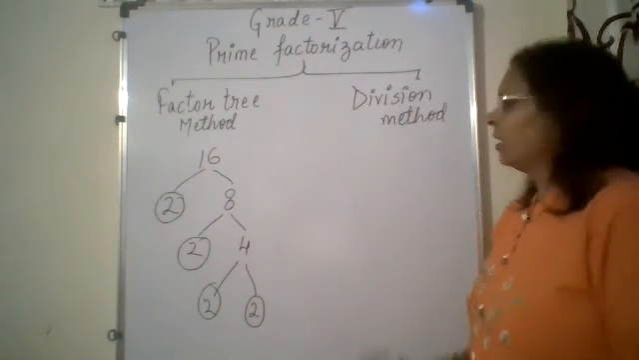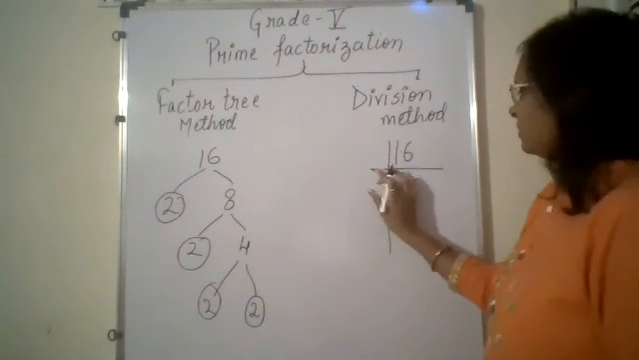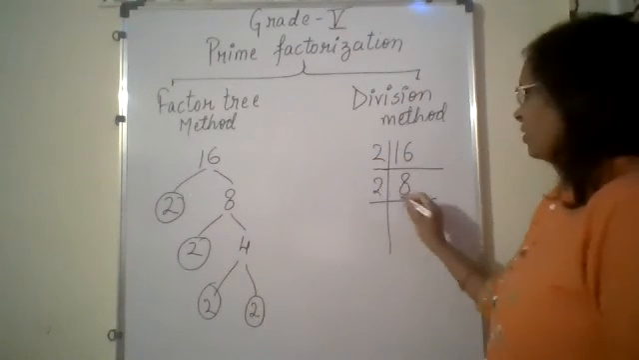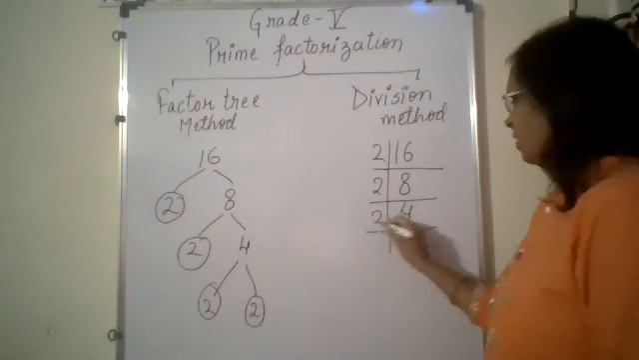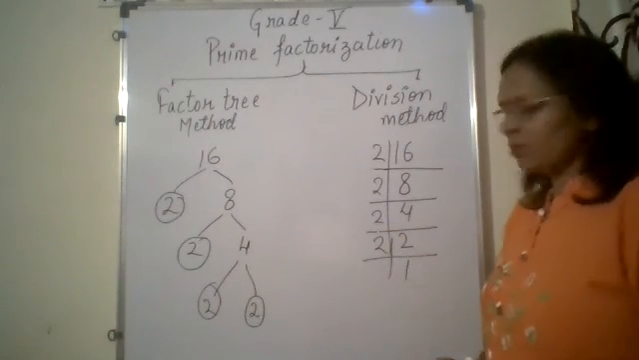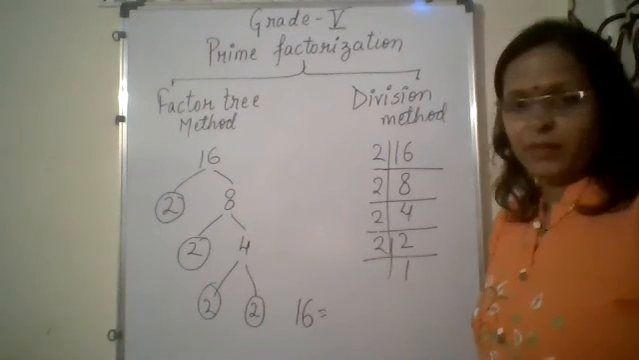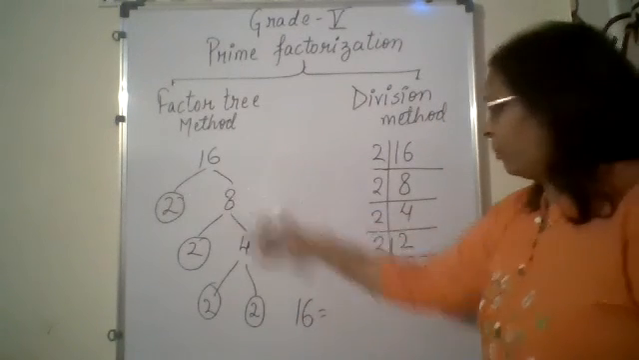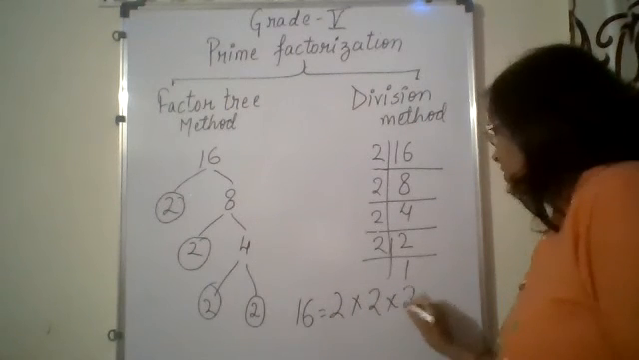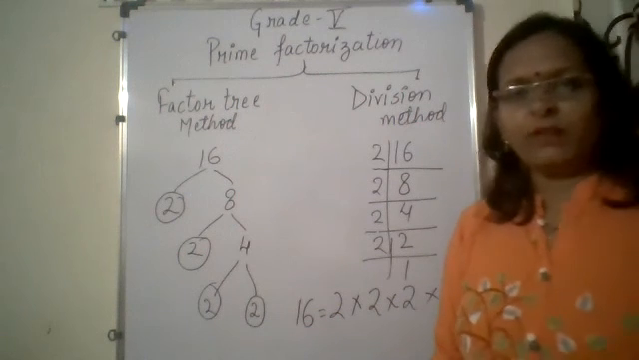Here is the same method in division: 2 eights are 16, 2 fours are 8, 2 twos are 4, and 2 ones are 2. So in both cases, 16 can be represented as the product of these prime numbers, that is 2 into 2 into 2 into 2. I hope it is clear to everyone.